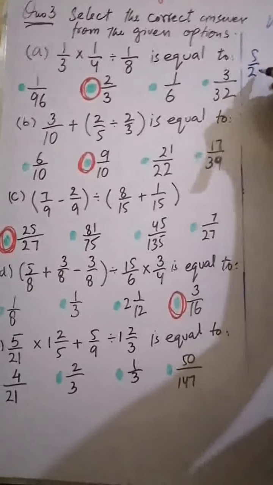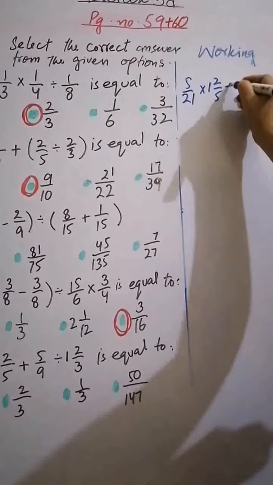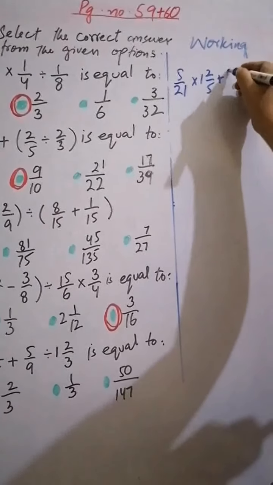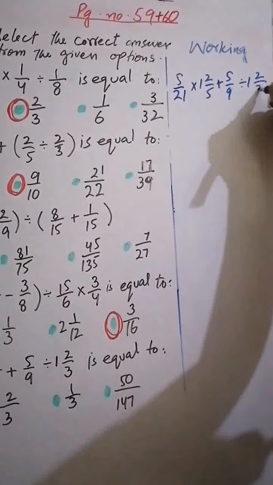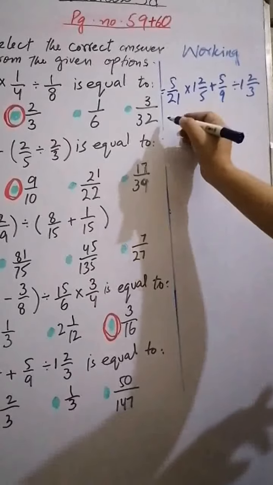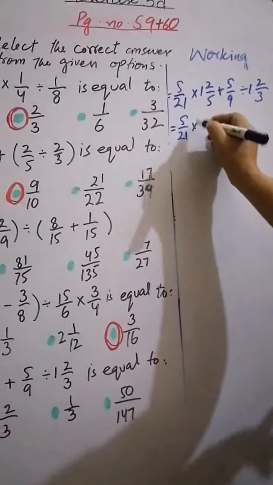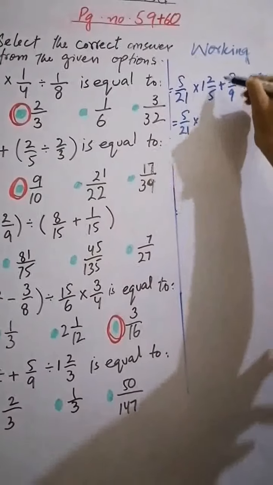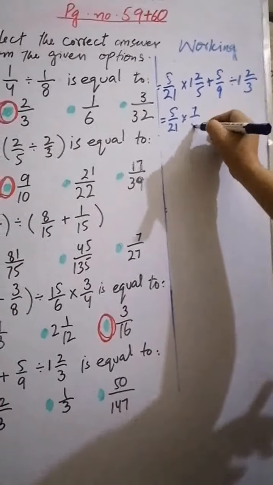5 by 21 multiply 1 whole 2 by 5 divide, no, it's plus 5 by 9 and divided by 1 whole 2 by 3. Mixed fraction, improper fraction सारा कुछ mix ही है, ठीक है. So it's 5 by 21 as it is. Multiply, brackets नहीं यहाँ पे. Mixed fraction को change करेंगे. 5 1s are 5, 5 plus 2 it's 7 by 5.